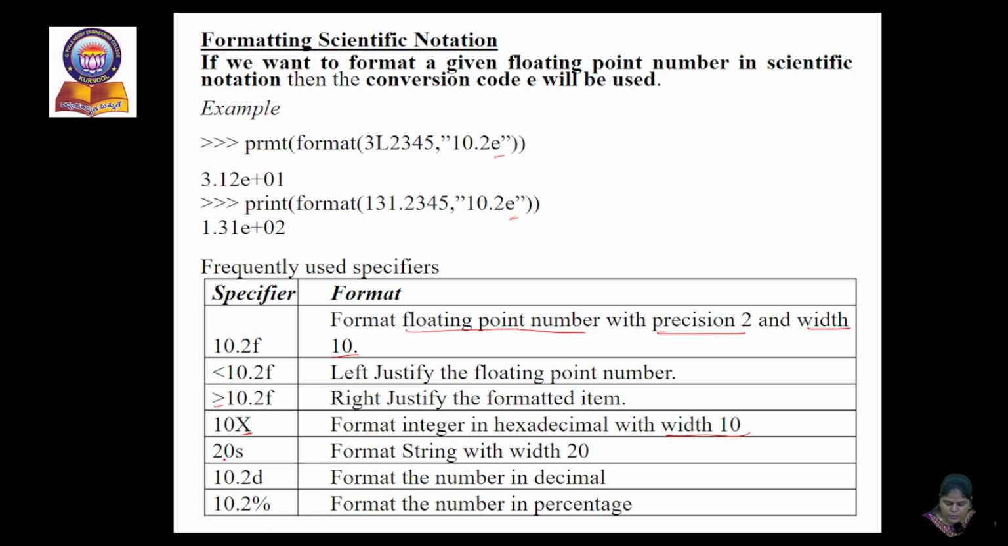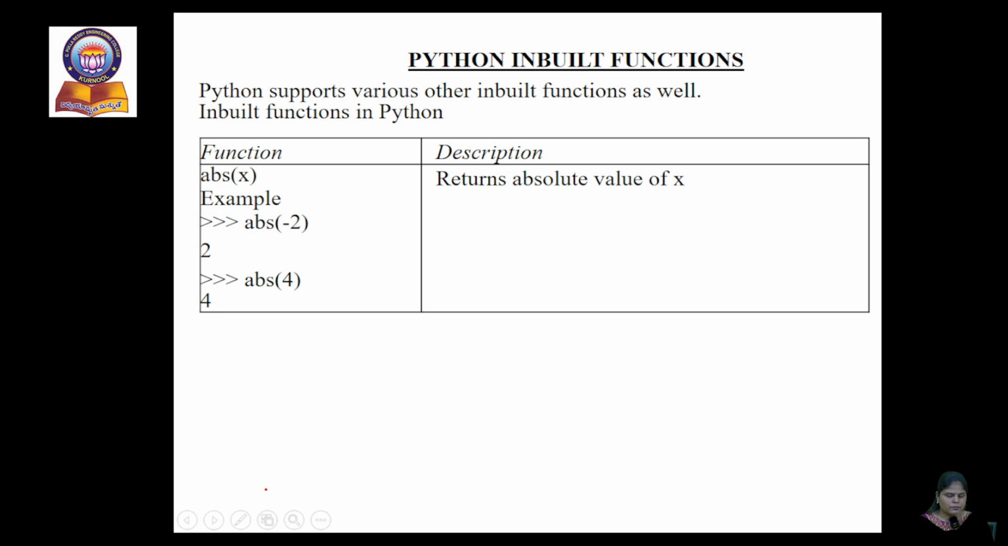Next, 20S, S is string, width is 20. Next, D indicates decimal, 10 indicates the width, and after the dot, 2 values should be there. Next, percentage, 10 is the width, and this is percentage formatting, right?